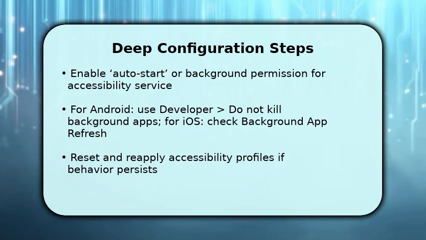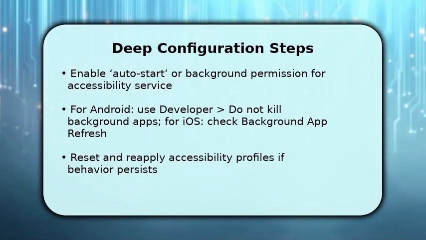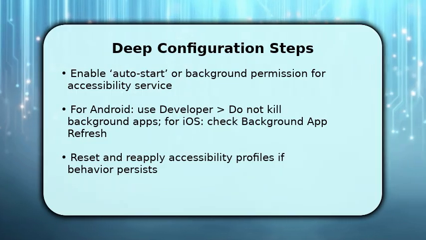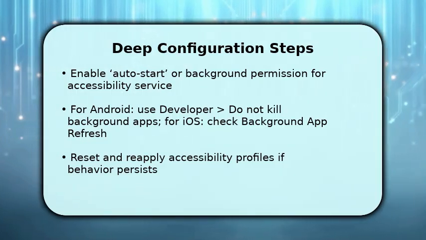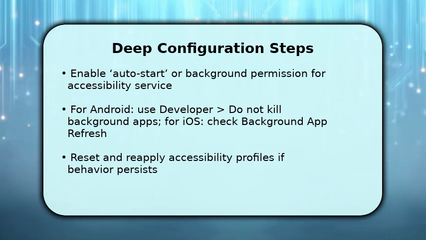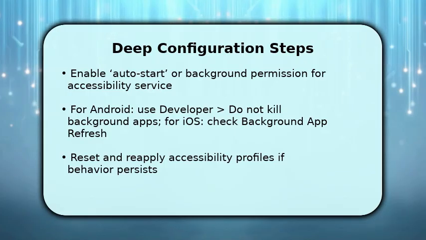Reapply the accessibility profile or toggle the specific service off and on to rebuild its state. Once done, test with a continuous input or timer if the service stops. Note the exact point it fails to isolate the cause for the final steps.